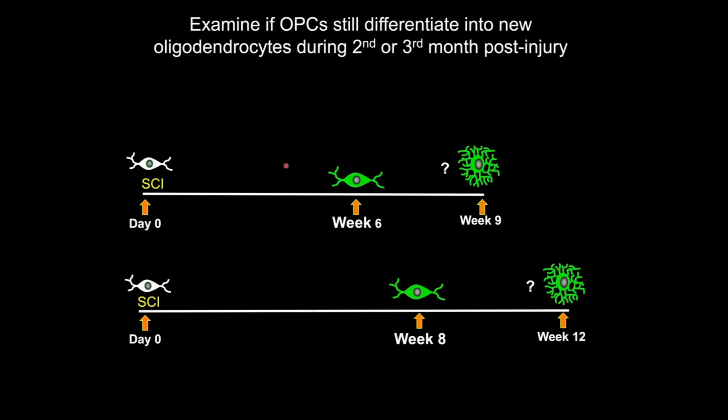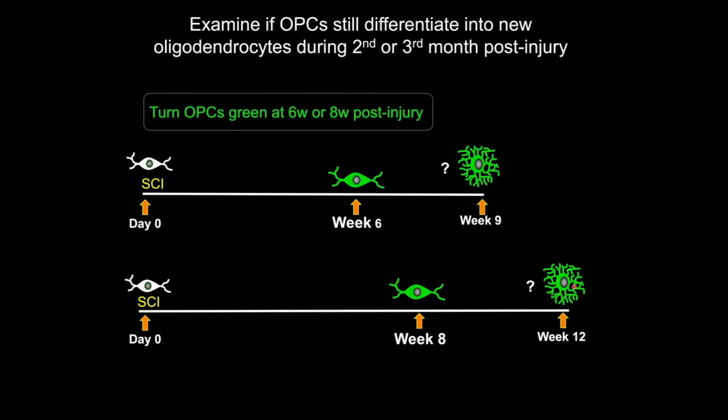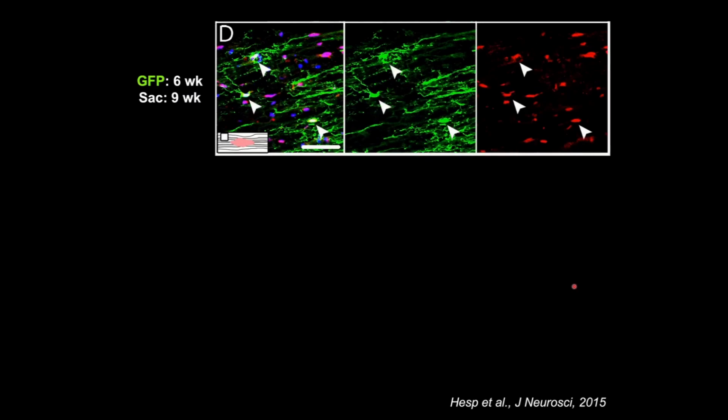So we wanted to go on and look at some more later time points. And for this, Zoe did the injuries and then didn't give the tamoxifen until week 6 or even week 8. So at the beginning of the third month post-injury, we turned our OPCs green and then waited a couple weeks to see if we could find evidence of green oligodendrocytes. And since I'm telling you this, the answer was probably yes. So we did see this.